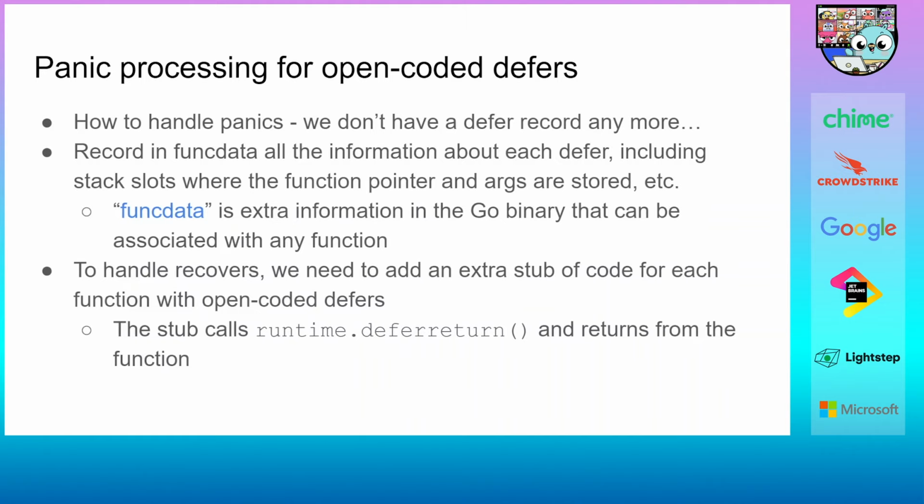And this is a bit of a detail, but in addition, in order to handle recovers, we need to add an extra stub of code for each function with open-coded defers. This stub allows us to call defer return in the right context whenever there's a recover, to finish any remaining defer calls, and then to return normally to the calling function.